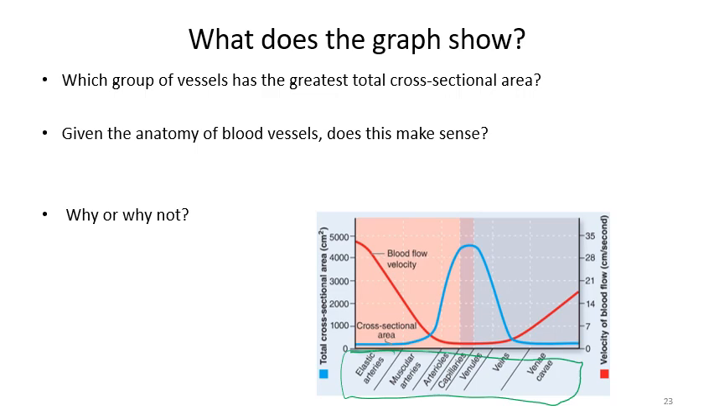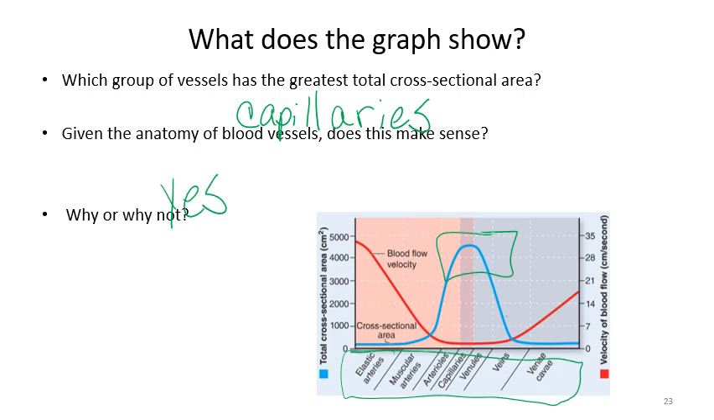So capillaries have the greatest total cross-sectional area, which means most of the space inside your vessels is within the capillaries. Does that make sense, given the anatomy of the blood vessels? I think yes. And you're going to think yes because I told you to, right? The reason that makes sense is because you have many capillaries, over 60,000 miles of them. So of course, most of the space in your blood vessels is within the capillaries.